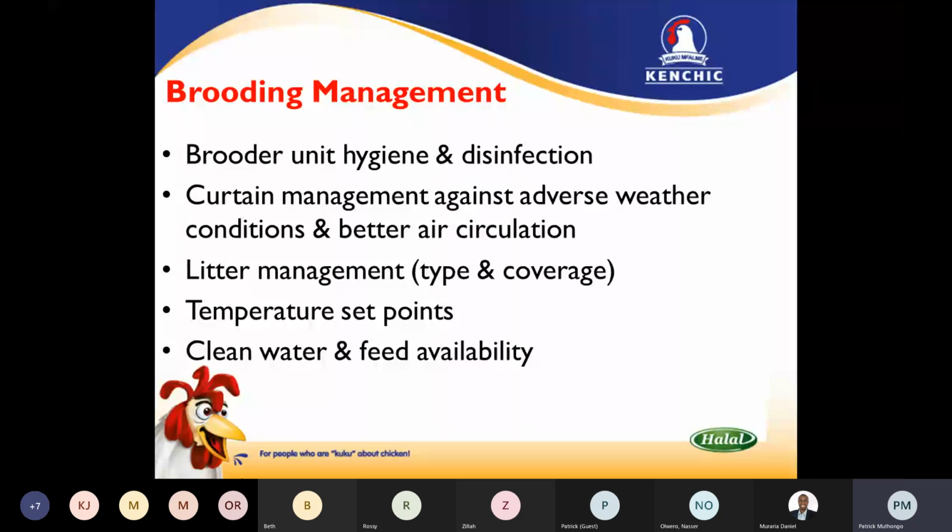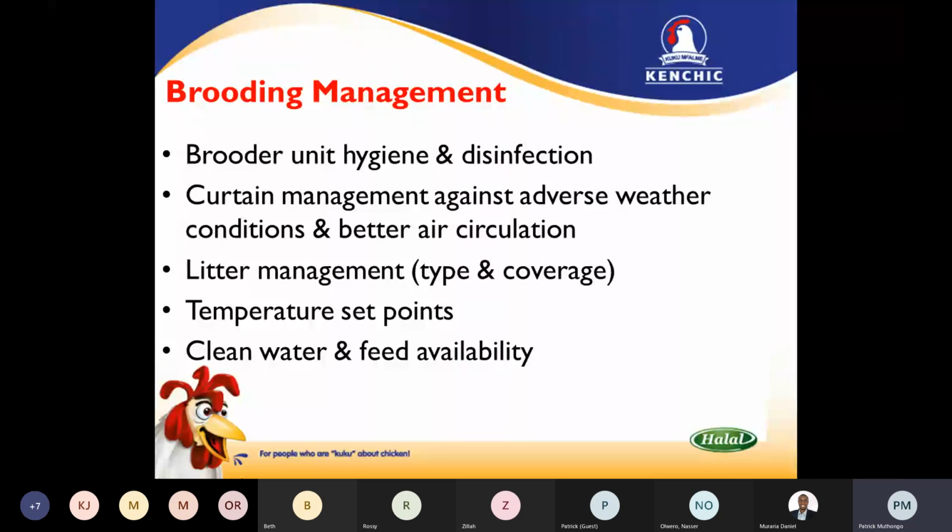Ensure that you have good cuttings that are protecting your birds from adverse weather conditions, that is, draft air coming in from the sides, as well as promoting air circulation, kwa sababu yule kifaranga hahitaji joto peke yake, the 33 degrees that we talk about for the first week. Pia anahitaji good air circulation. That chick needs oxygen.